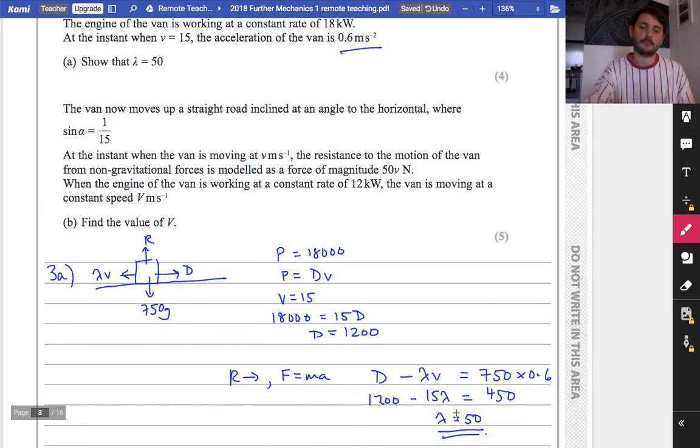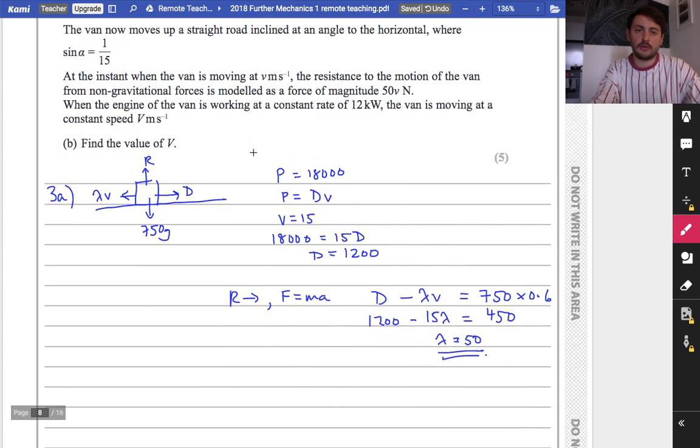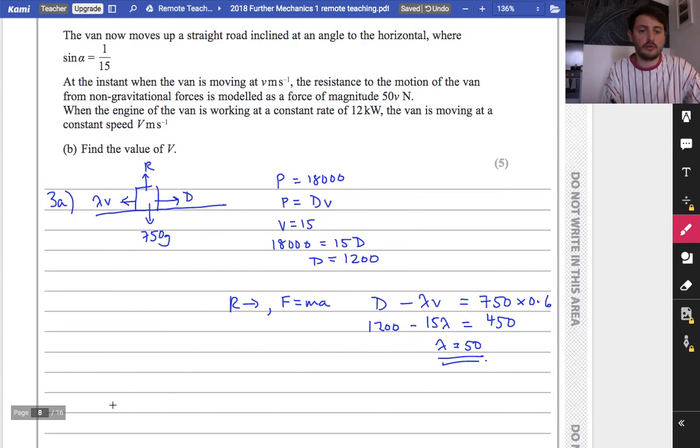Okay. The van now moves up a straight road inclined at an angle alpha to the horizontal, where sine alpha equals 1 over 15. Let's get my diagram begun.